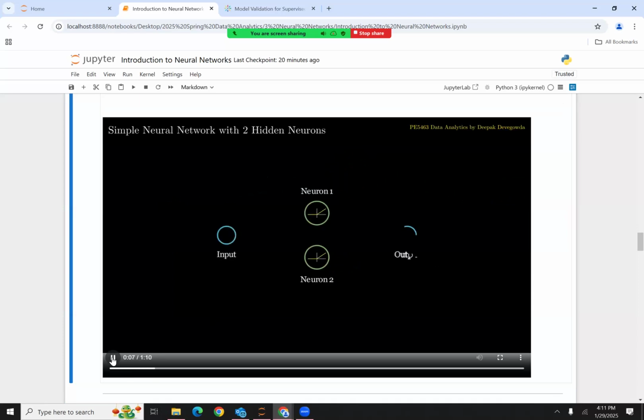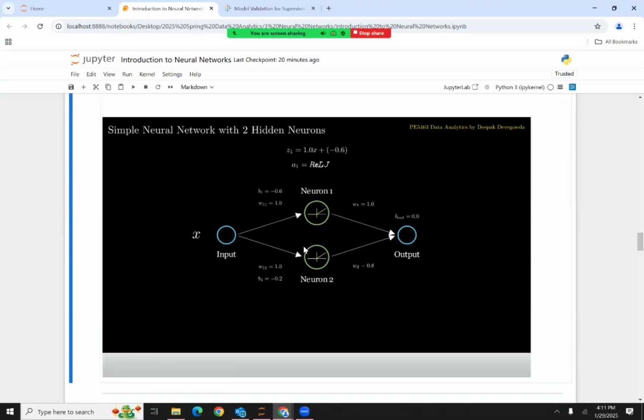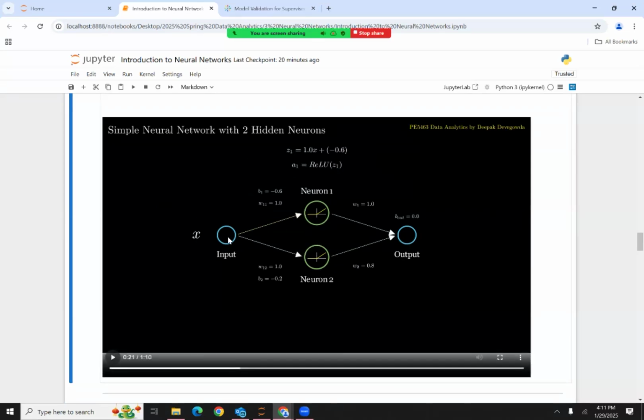This is the architecture of my neural network. I have one input, but two connections to two different hidden neurons, and from there, a connection to the output. One of the connections is going to take x, multiply it with 1, and add a bias of negative 0.6, and the output from the first hidden neuron is going to be sent through the activation function to the output.